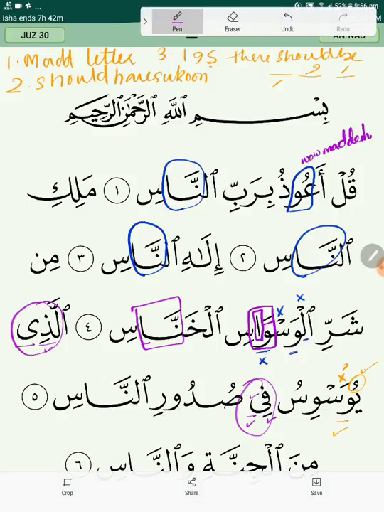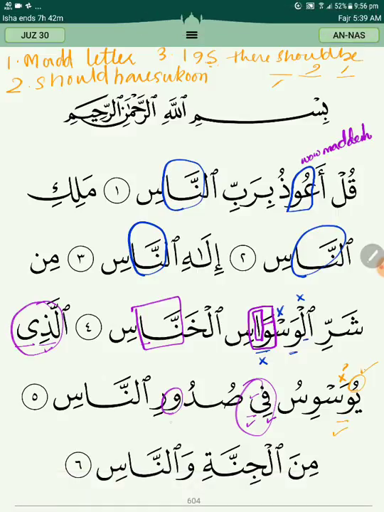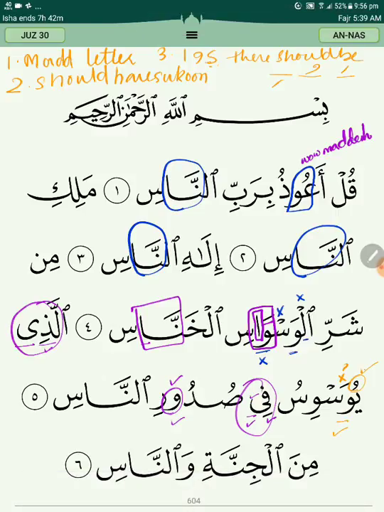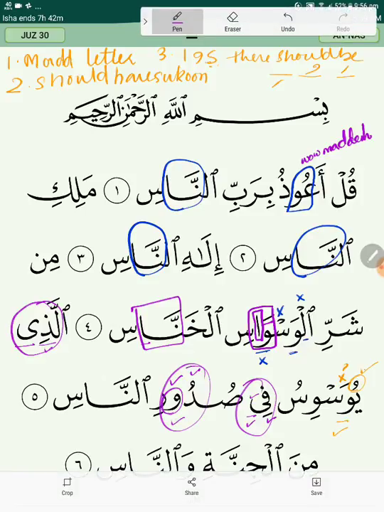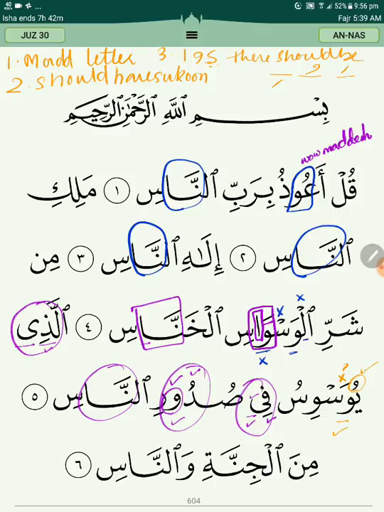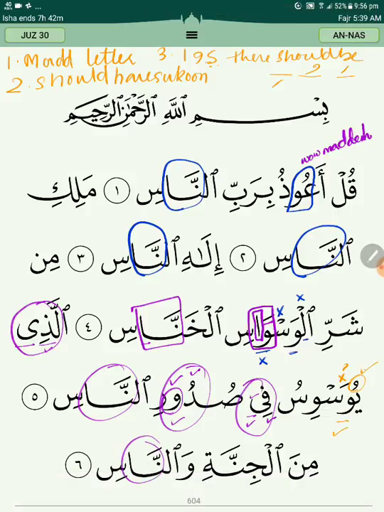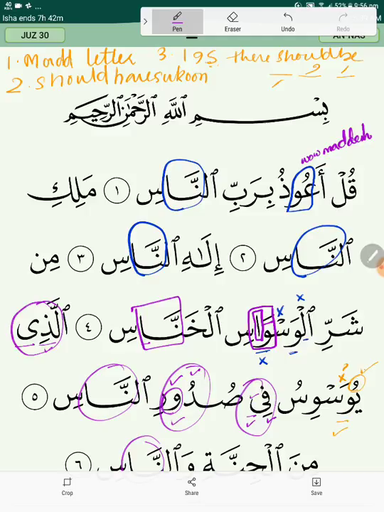Then sudurin, here sudurin, we spot a mud letter, condition 1, it has a sukoon, condition 2, and there is a dhamma before it, condition 3. It makes it madul asli, sudurin. And nas, again we have mentioned it before, is a madul asli. Min al jinnati wan nas. Again, here comes the madul asli. Okay, so this was what your assignment was.